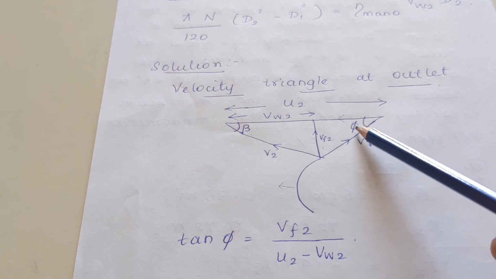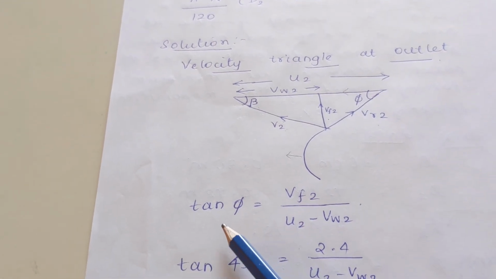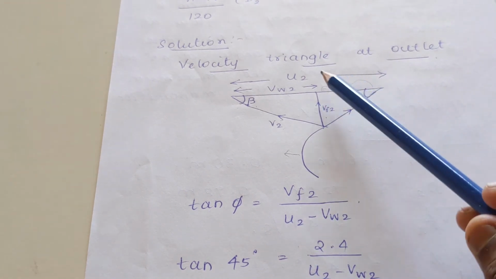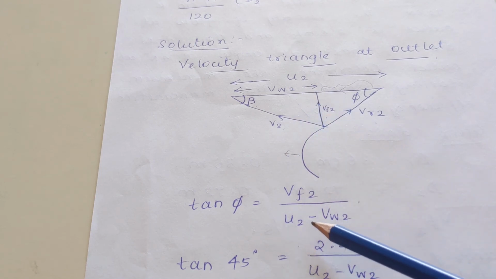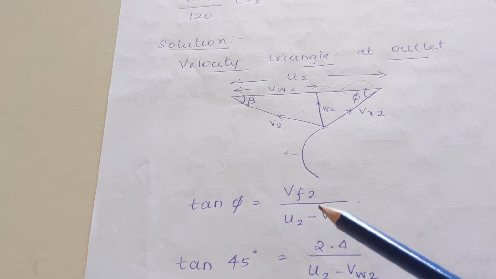So they have given the phi value. With that phi value you have to find out the value of Vw2. Tan phi is equal to Vf2 divided by this portion. What is this portion? U2 minus Vw2. We don't know the value of U2, but we know the formula: U2 is equal to pi d n divided by 60. If it is U2, you have to take it as D2. If it is U1, you have to take it as D1. So first substitute the value.